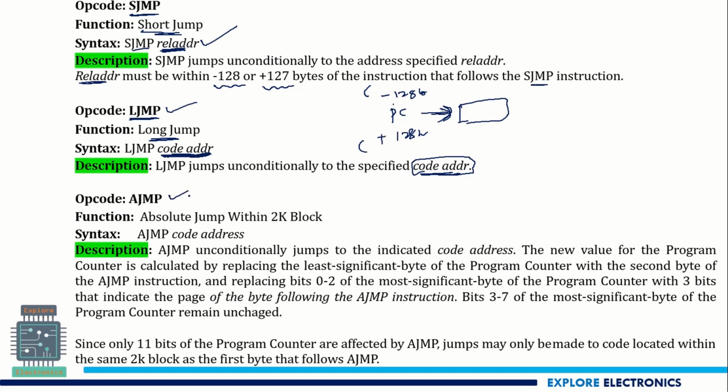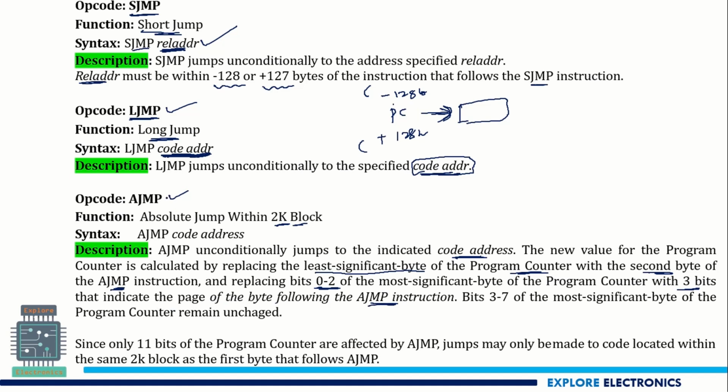And then AJMP. This is an absolute jump within a 2K block. Here you can observe this AJMP instruction unconditionally jumps to the code address that we specify. The new value of the program counter is calculated by replacing the LSB of the program counter with the second byte of the AJMP instruction, and replacing bits 0 to 2 of the most significant byte of the program counter with 3 bits that indicate the page of the byte following the AJMP instruction.